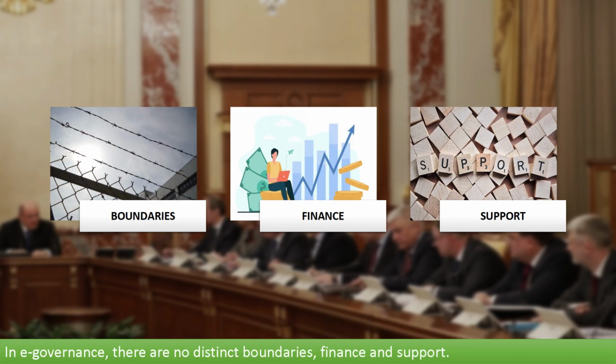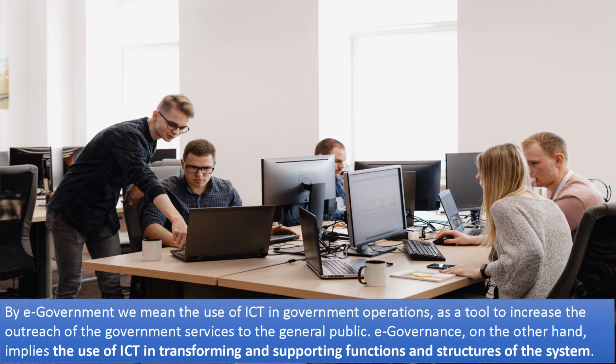So in governments there are no district boundaries, finance and support. What is the difference between e-government and e-governance that needs to be taken care of? By e-government we mean the use of ICT in government operations as a tool to increase the outreach of government services to the general public. E-governance, on the other hand, implies the use of ICT in transforming and supporting functions and structures of the system. That is more important, because with the help of technology we are going to transform.